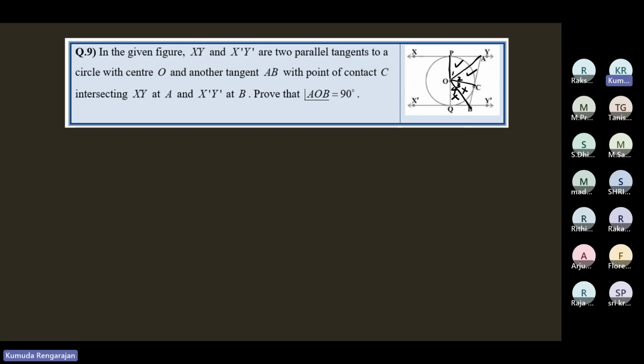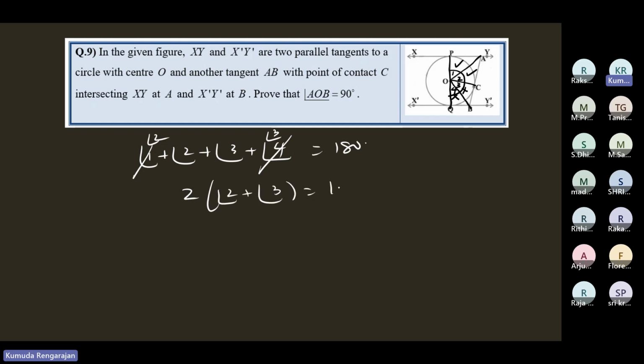Now this POQ is a straight line because it is a diameter. So the sum of all the four angles on the straight line is equal to 180 degrees. So angle 1 plus 2 plus 3 plus 4 is equal to 180. But 1 and 2 are equal, so you can remove this and say angle 2. And by CPCT, angle 4 is equal to angle 3. So twice angle 2 plus 3 is equal to 180. Angle 2 plus 3 is equal to 180 by 2, which is 90 degrees. Which means angle AOB is equal to 90.